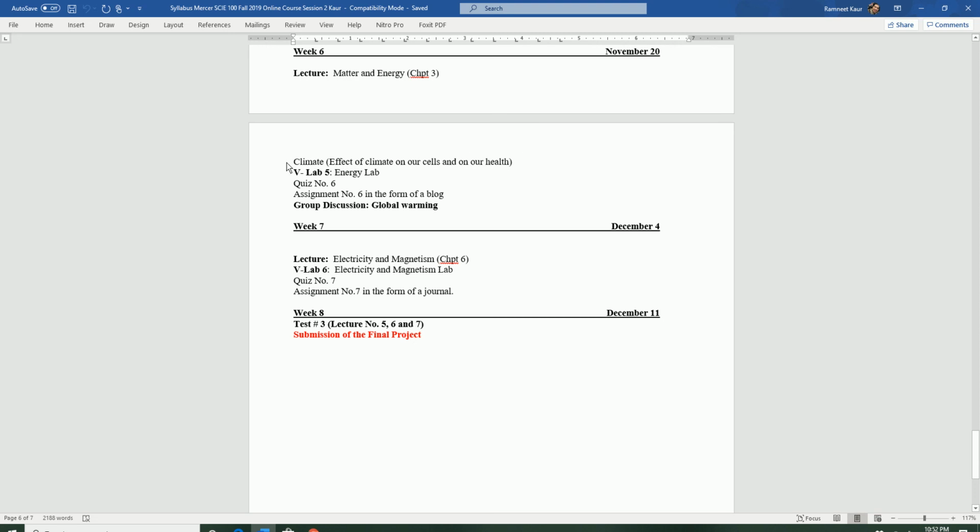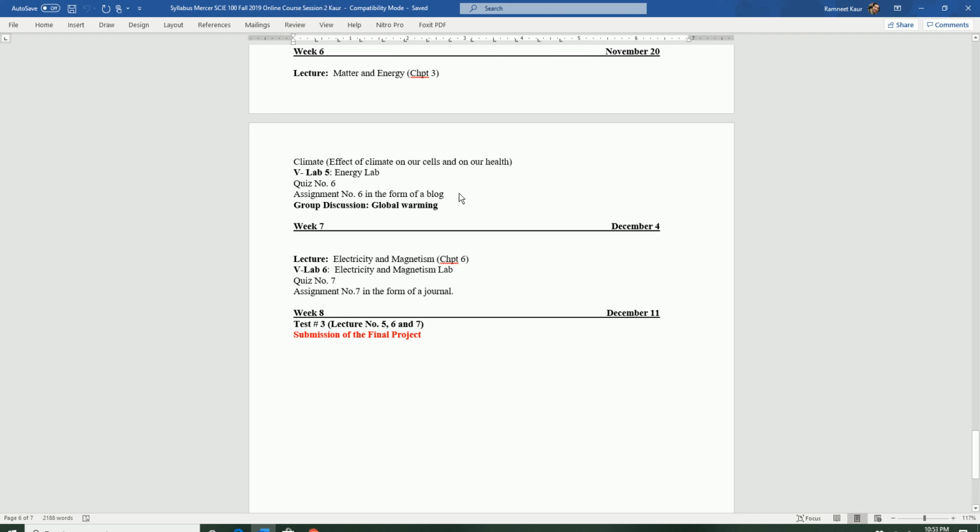The virtual lab number 5 is on energy. Then you will be having your quiz number 6. Then assignment number 6 is in the form of a blog. Basically the topic for this week will be energy. You have to write about the significance of energy in your daily life, and you are going to write in the form of a blog.